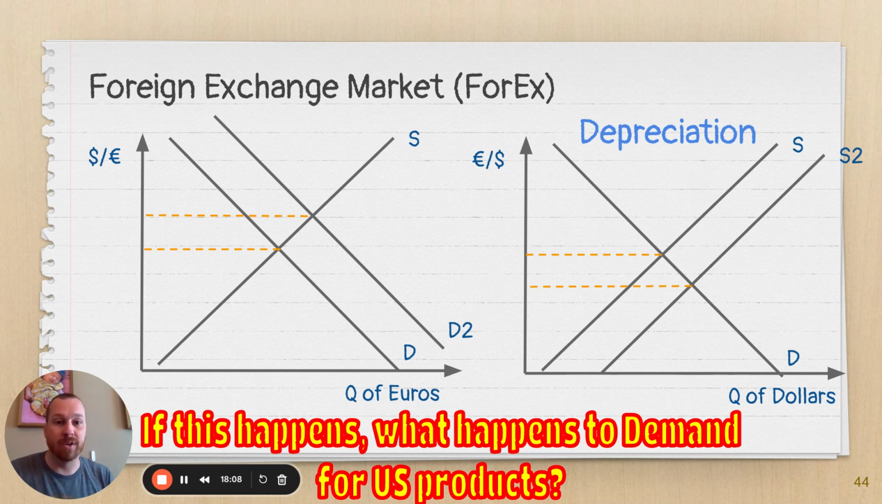But think about it in this term, right? If it's depreciating, it just means the US dollar got cheaper. So what's going to happen for US products if our stuff is now cheaper? It means people are going to buy more of it. So if a currency depreciates, that means that people are going to buy more of our product. So in the long run it could be a good thing, right? Because they're going to buy more of our product.